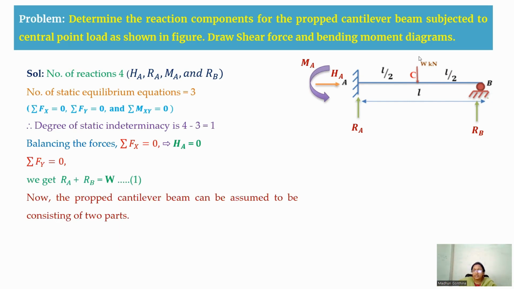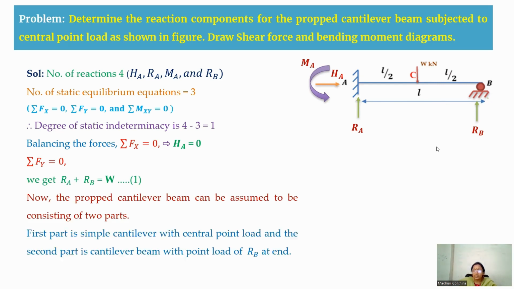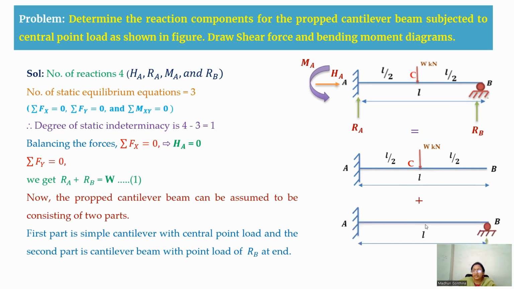Now we are going to divide this entire propped cantilever beam into two parts. One part is a simple cantilever beam with a point load at the center. Here we are removing the prop, making this structure a determinate structure. The second part is the cantilever beam only with the vertical reaction upward at the free end. When we combine these two, we get this propped cantilever beam. So we are going to analyze them individually, then combine these two to get the final propped cantilever beam.